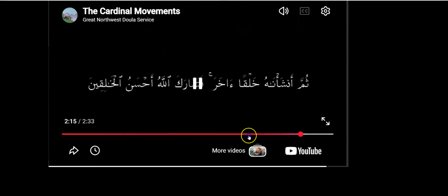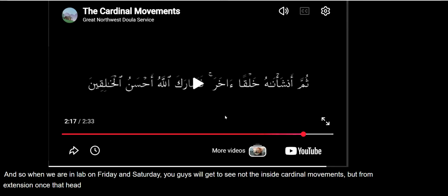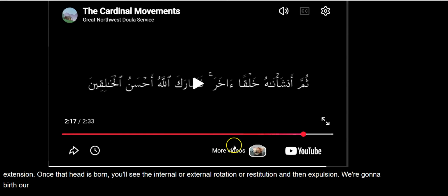Okay. And so, when we are in lab on Friday and Saturday, you guys will get to see not the inside cardinal movements, but from extension, once that head is born, you'll see the internal or external rotation or restitution, and then expulsion. We're going to birth our mannequin at the end of lab on Friday and Saturday.